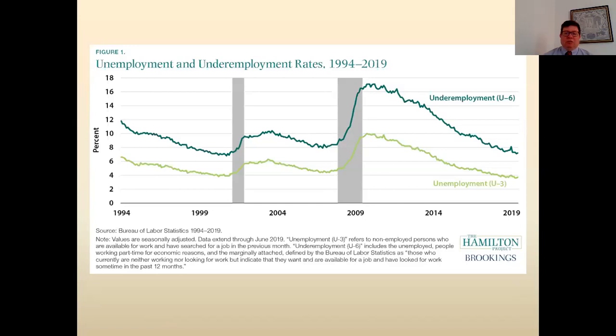And our underemployment rate then is much higher than our traditional unemployment rate. So as we're down to under 4% at the end of 2019, the rate for people that are underemployed is almost double, almost around 8%. So that's one thing to keep in mind.